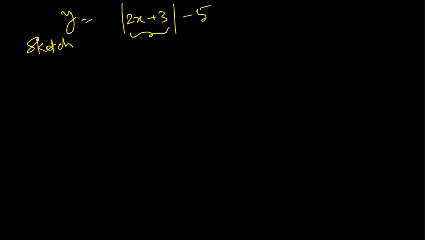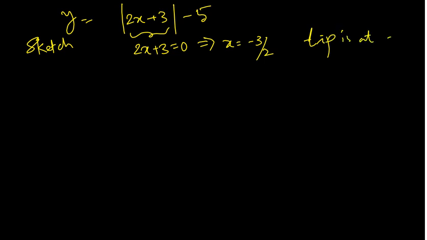Good. So let's suppose you have y is equal to mod 2x plus 3 minus 5. So how do we sketch it? We first take this 2x plus 3, and say 2x plus 3 equals 0. That implies x equals minus 3 by 2. That means the tip is at minus 3 by 2. Correct?